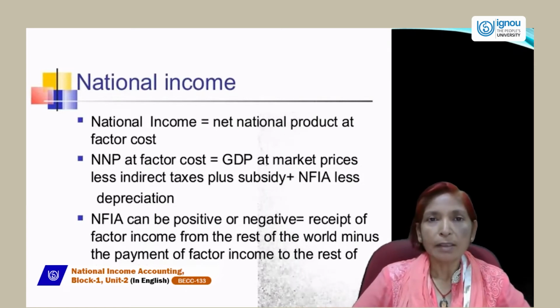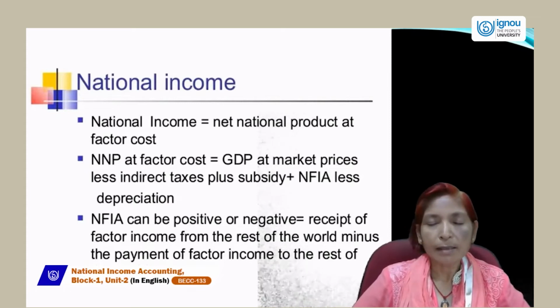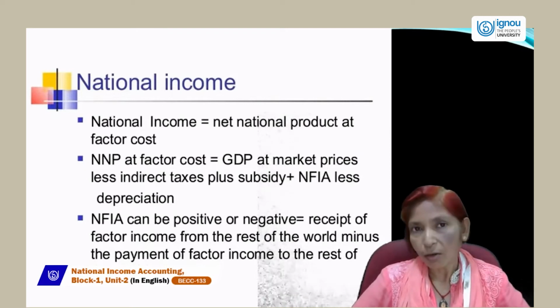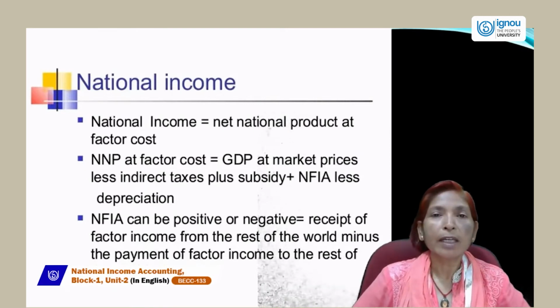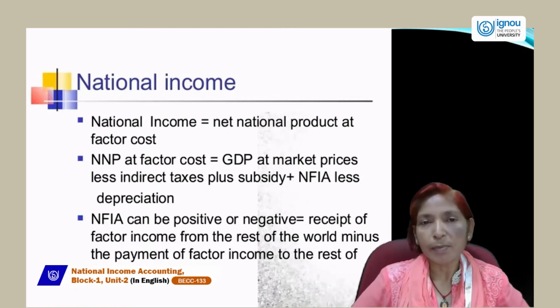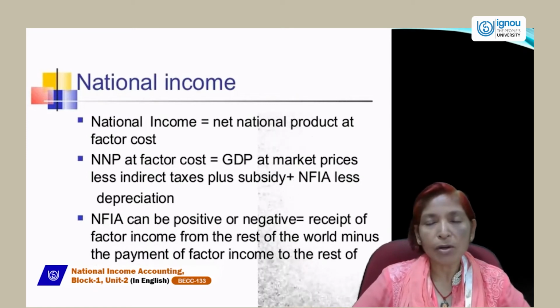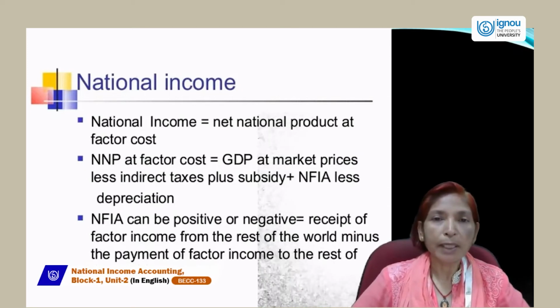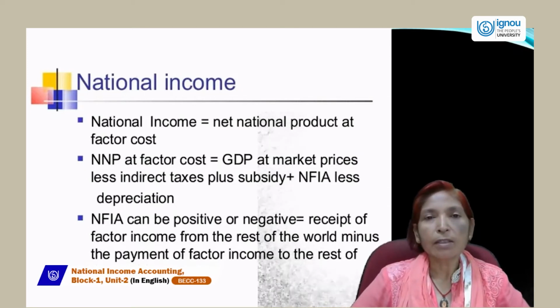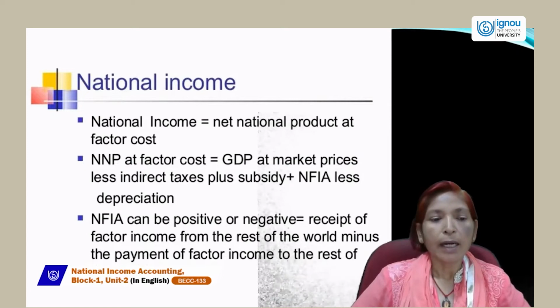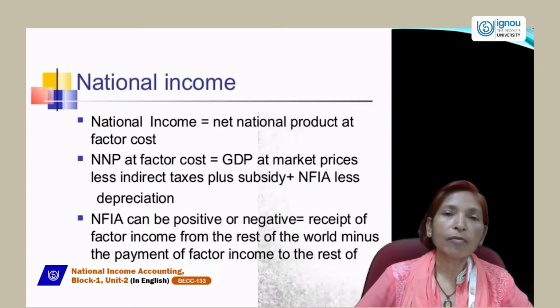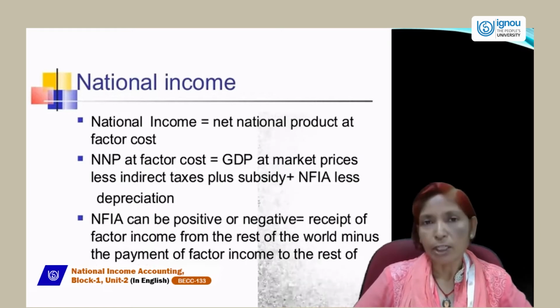If it is given, then we must deduct net indirect taxes. Then we can convert market price into factor cost. And if we subtract depreciation value, which is the wear and tear expenditure, or obsolescence cost, or maintenance expenditure, then we can convert gross into net. And if we add net factor income from abroad, then we can convert domestic into national.